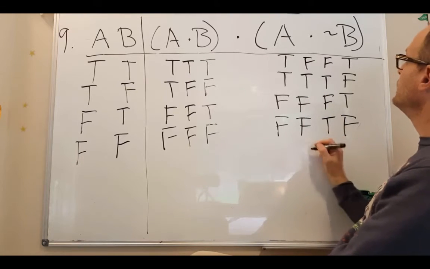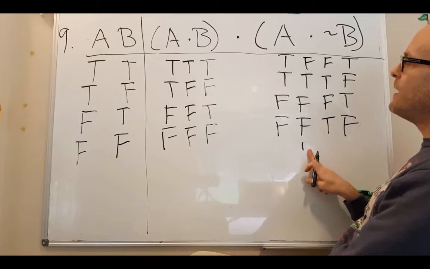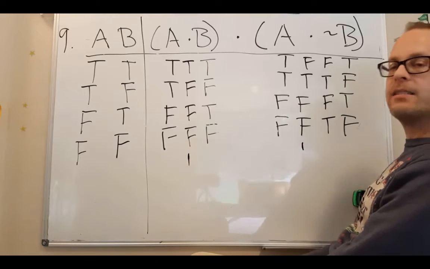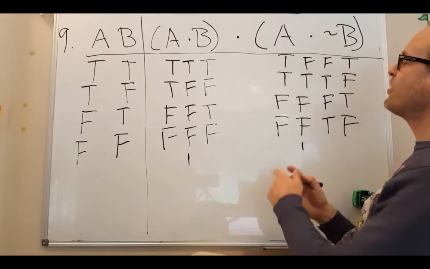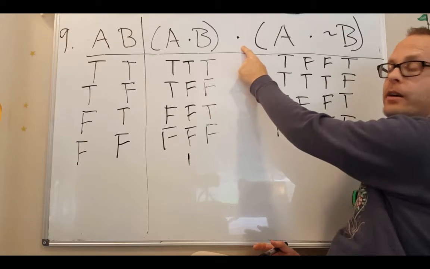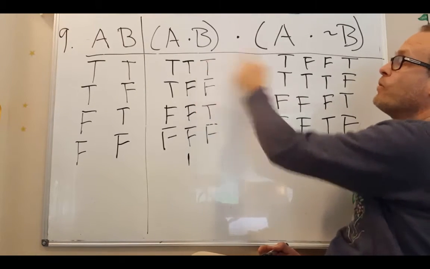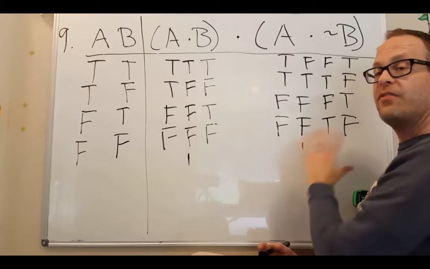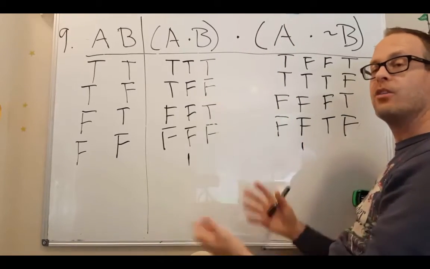So now I'm right here. This was my last column. This is my last column. I'm going to compare these two columns that I just finished under the conjunction operator. And if they're both true, then I'll write true. If it's not, I'll leave it blank, and at the end I'll write false.